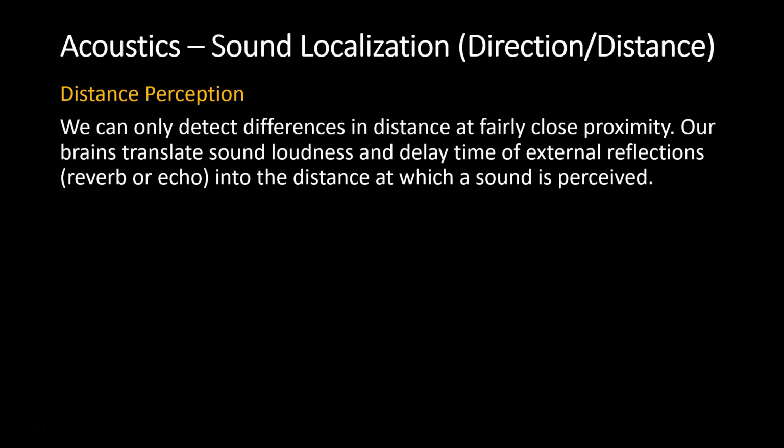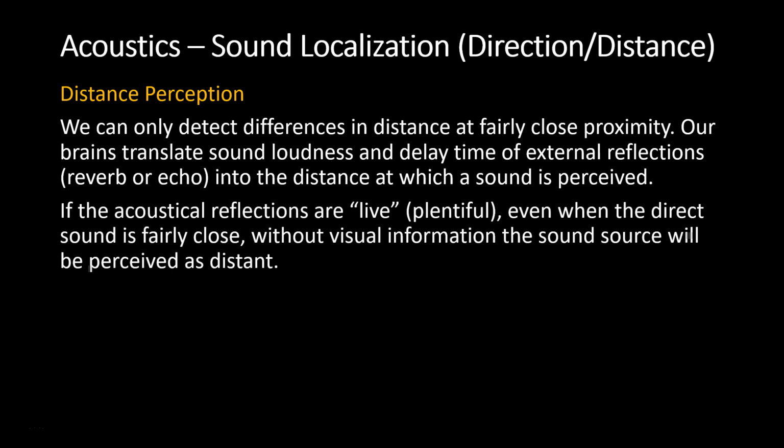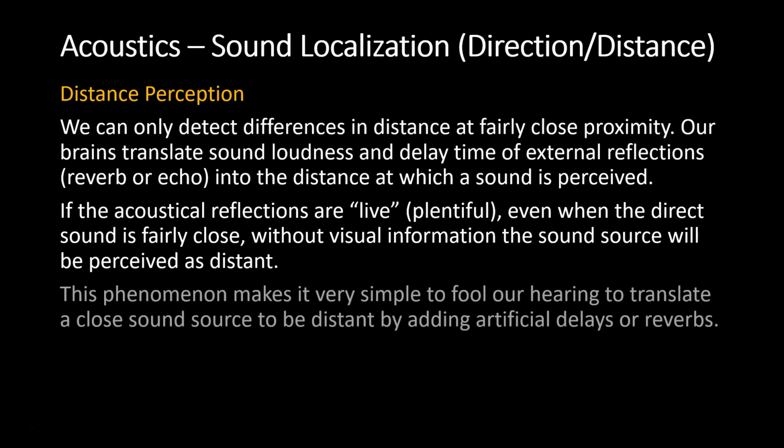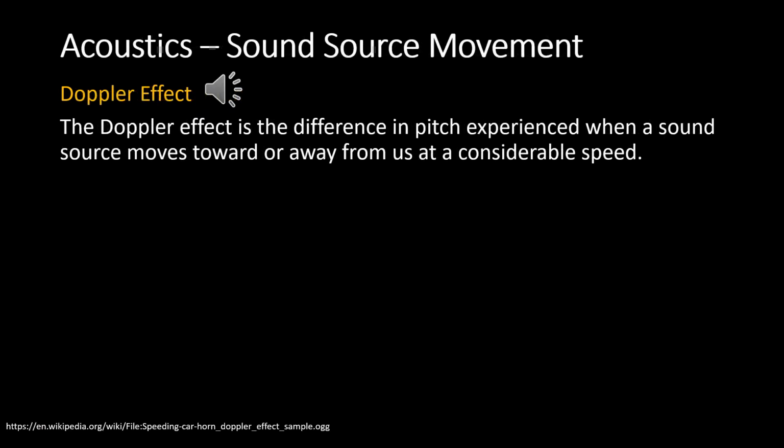Now, distance perception is very, very hard at longer distances, and we're only able to discern distance at close proximity, and our brains translate the loudness and delay time of the external reflections of that sound into the distance at which the sound is perceived. If the acoustical reflections are live, meaning there is a lot of them, when the direct sound is fairly close, without visual information, the sound source will be perceived as being in the distance. And that's one way that we can trick our mind. This phenomenon makes it very simple to fool our hearing, to translate close sounds to being distant by adding artificial delay and reverb. Now, the next thing we'll talk about is the Doppler effect.